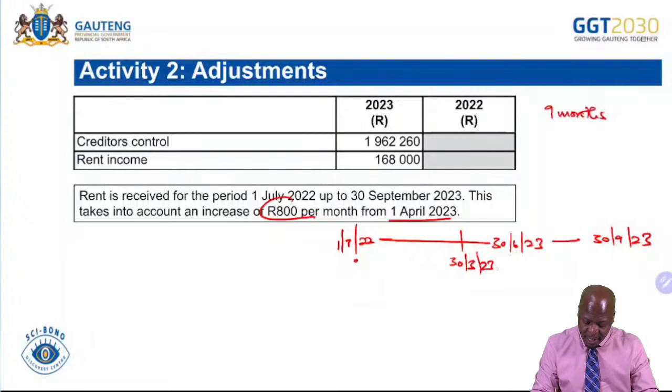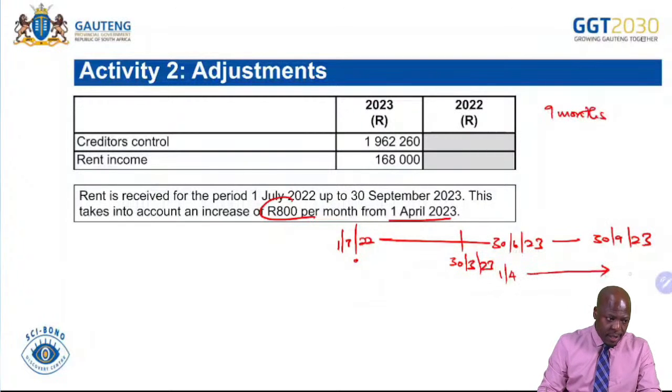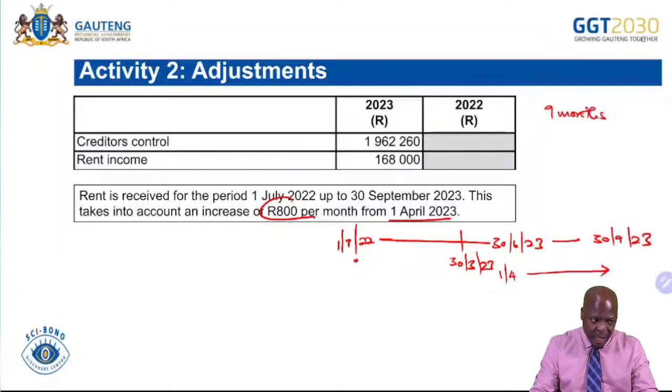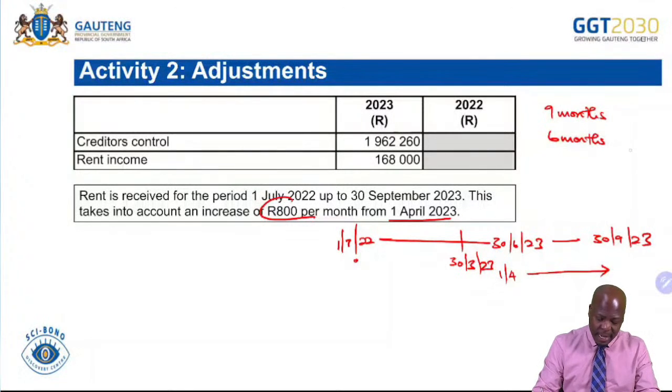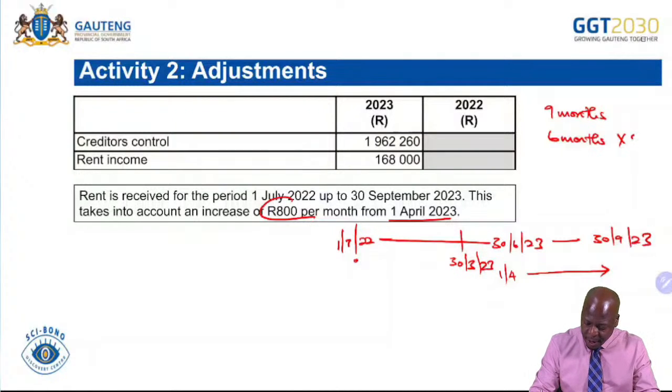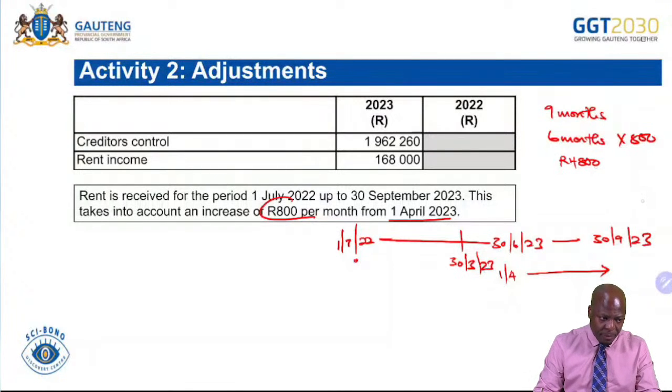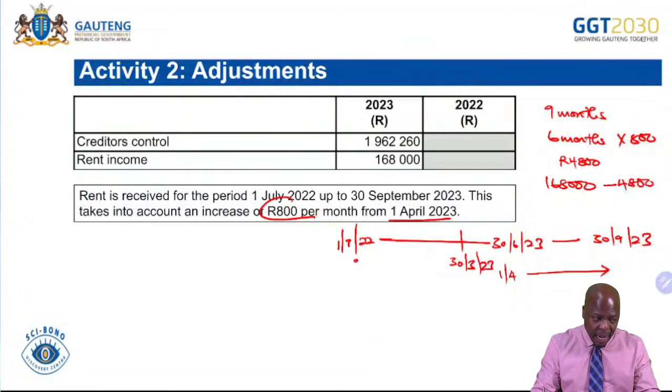But from the 1st of April until 30 September, we have now received rent with increase. That is how many months now? Those are your 6 months. 6 months here have an increase, and that increase is how much? 800. So we now say 6 times 800, that is going to give you your 4,800. All right, then you now come and say your 168,000, which is your rent income, minus the 4,800, which is the increase.